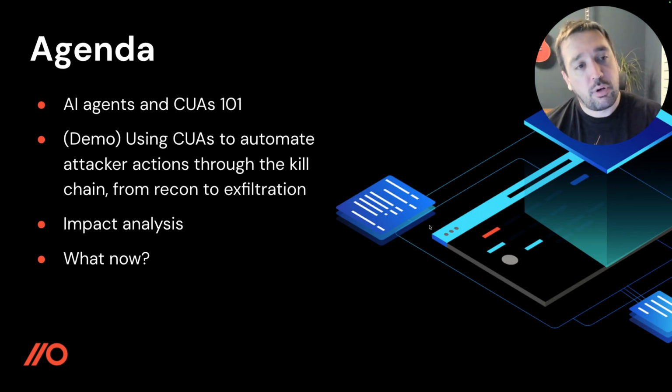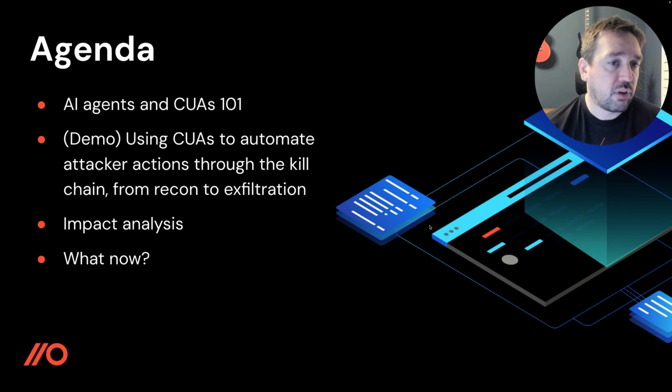For an agenda overall, we're just going to look very basically at what computer using agents are, how this differs from what's come before with conventional LLMs, and then we're just going to dive straight into the demos at that point. So we'll look across the kill chain, from recon to exfiltration, at how they could impact identity attacks, and then consider maybe what's next.